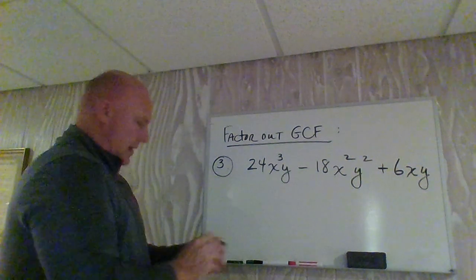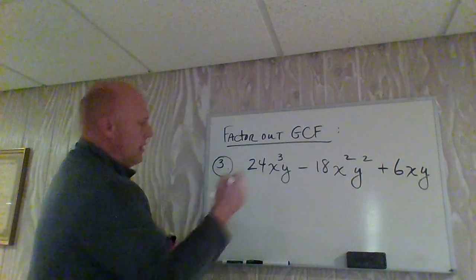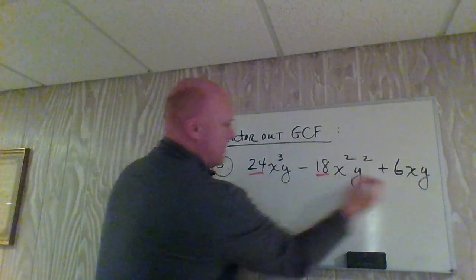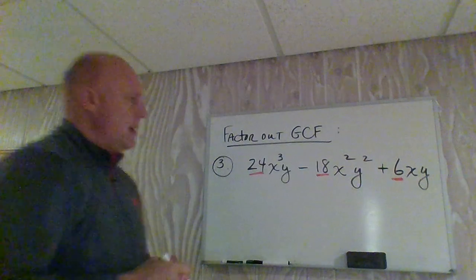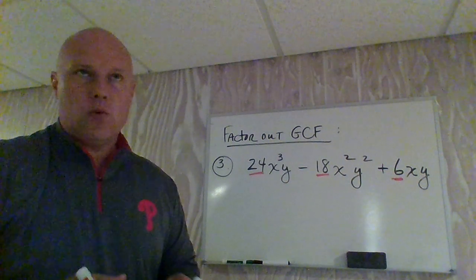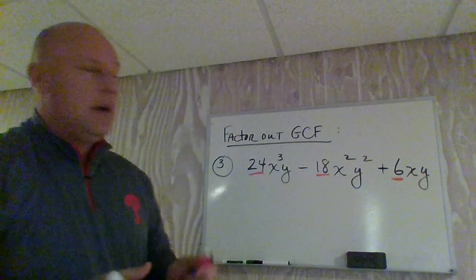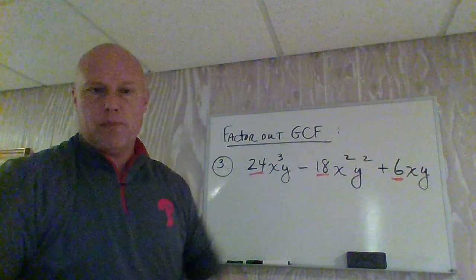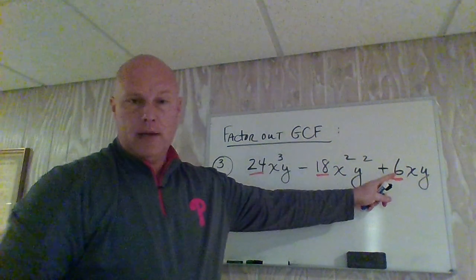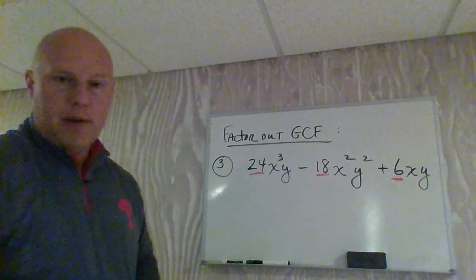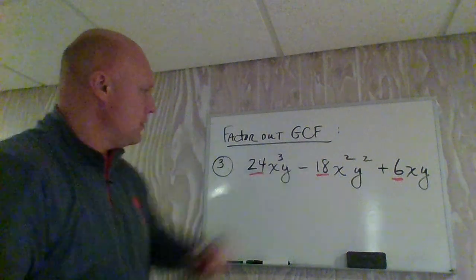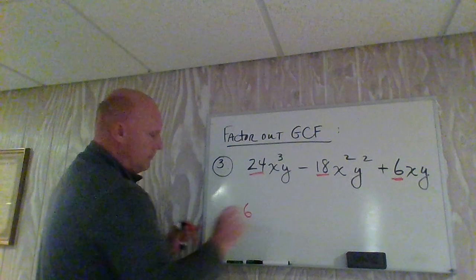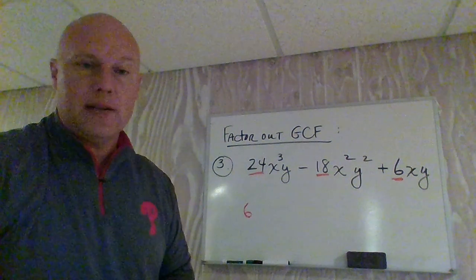So now let's look at the coefficients first. So we have a 24. Forget about the negative. We have an 18 and a 6. So ask yourself this question: what's the biggest possible number that you can divide 24, 18, and 6 by evenly? And the answer would be 6. That would be the biggest number that you can divide all three of those by. So if I pull a 6 out, that would be part of our greatest common factor.